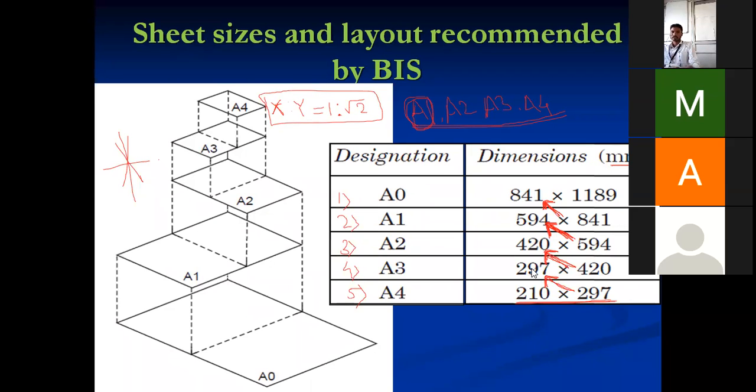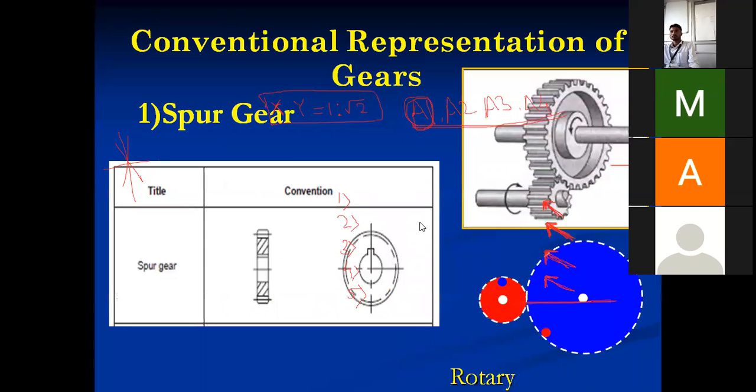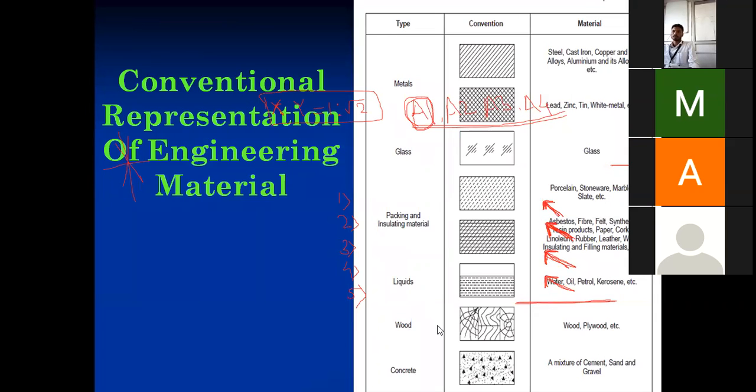One dimension you have to take as it is. Multiply by root 2 and you will get the next one. Similarly, you can remember in a table which is the largest one and which is the smallest one. That also you have to remember. Any problem?